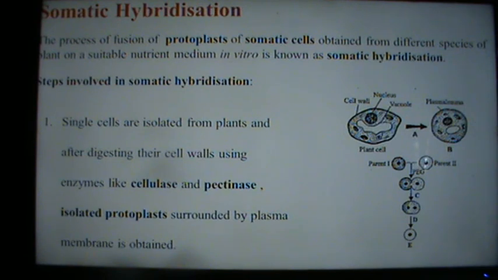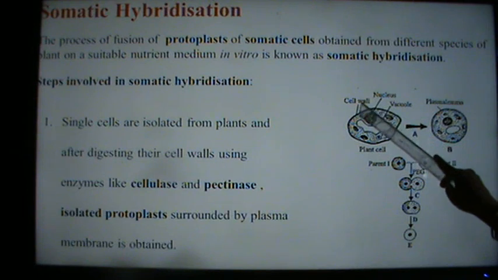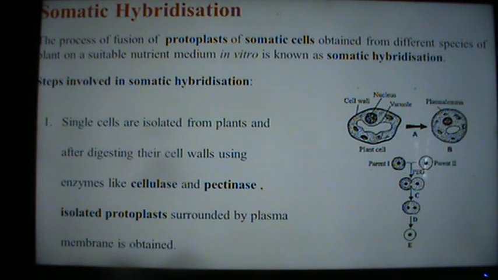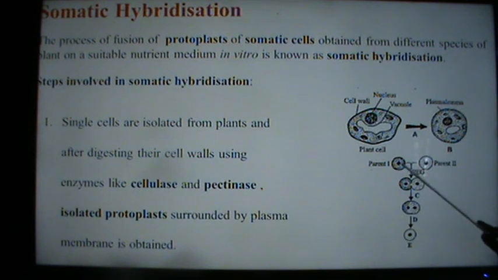The steps involved are, first, a single cell is taken from each of the plants which have to be fused together, and their cell wall is digested by putting them in enzymes like cellulase and pectinase, which dissolve the cell wall, and you get isolated protoplasts. Now the isolated protoplasts from the two cells are taken and put into a solution known as PEG, or polyethylene glycol.